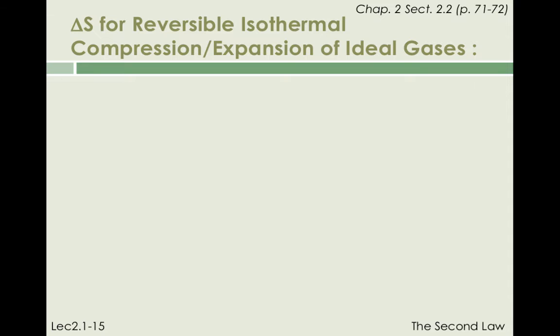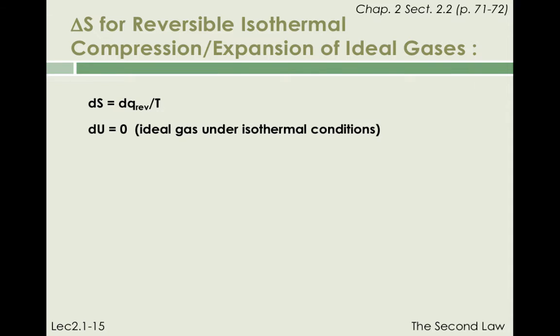We start with the definition for the entropy change dS for a small part of the process and write dS equals dq reversible divided by T. Next, we recall that for the isothermal expansion or compression of an ideal gas, there is no change in energy, that is, dU equals 0, since ideal gases have no potential energy and their kinetic energy only depends on temperature. Using the first law of thermodynamics, we conclude that dq equals minus dw.